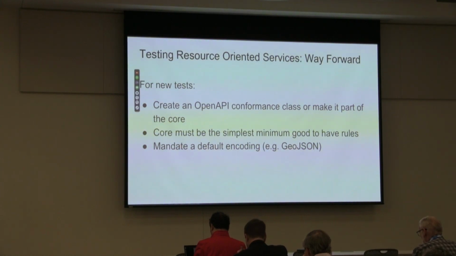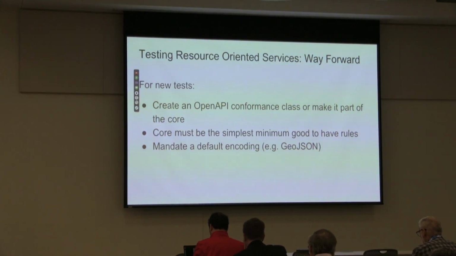Now for new tests that are following REST, the way forward is to create an OpenAPI conformance class or make it part of the core. Core must be the simplest minimum good-to-have rules, please. And mandate a default encoding, maybe GeoJSON or other.